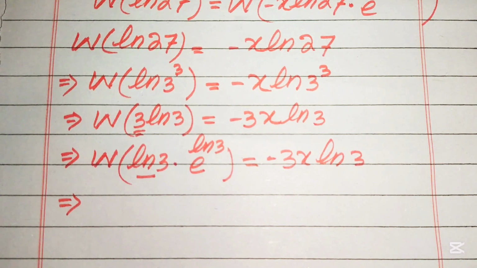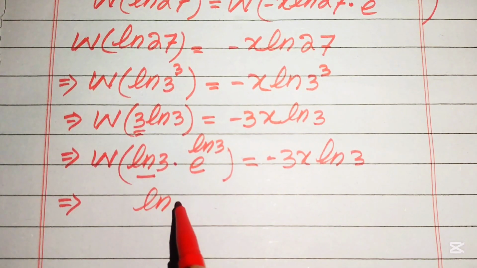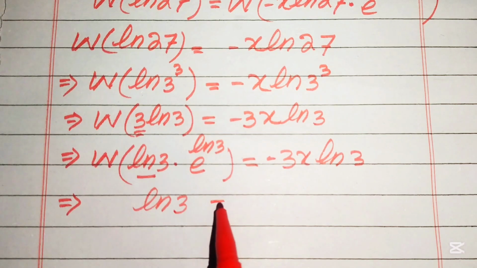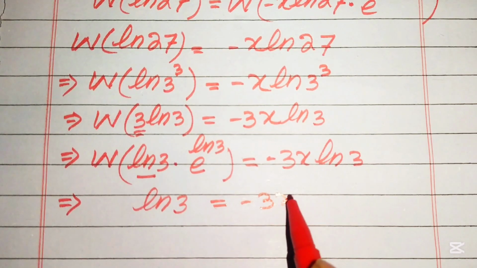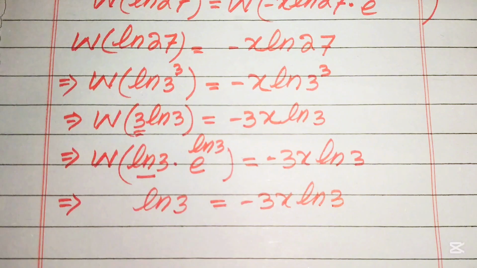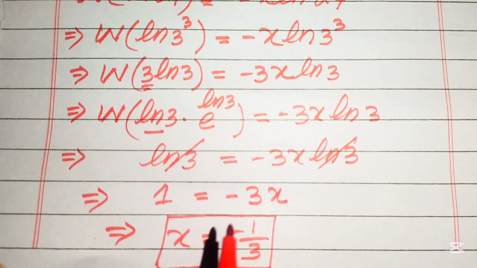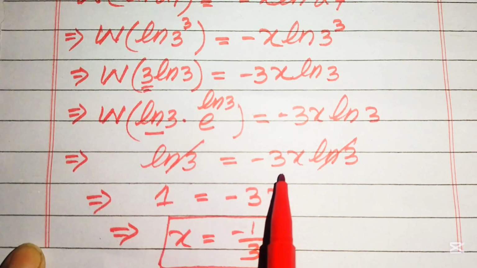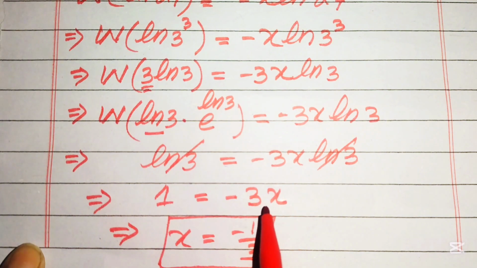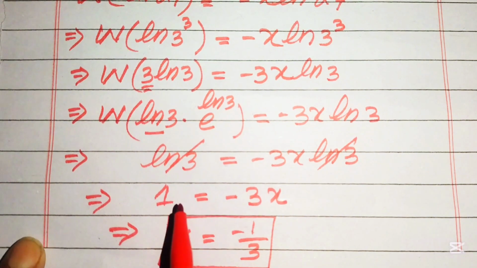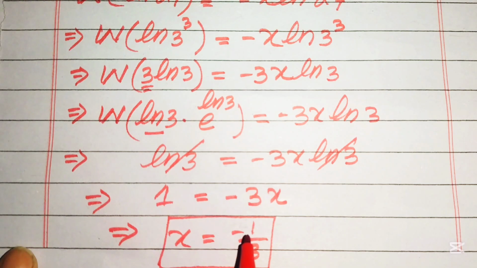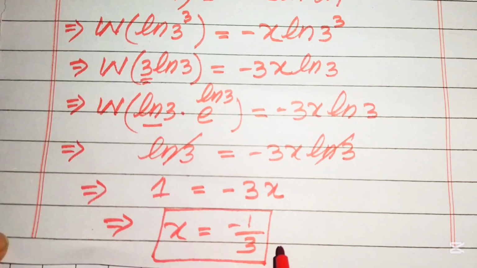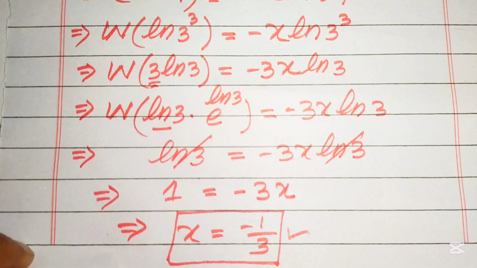According to the definition of the Lambert W function, the output of this type of function is equal to log of 3. So it is equal to minus 3x into log of 3. Now you see this log 3 is cancelled out by this log 3, and we get 1 only, and on the right-hand side we have minus 3x. Here we need to move minus 3 to the left-hand side, so we get x is equal to minus 1 over 3. So this is the final value of x in this problem.